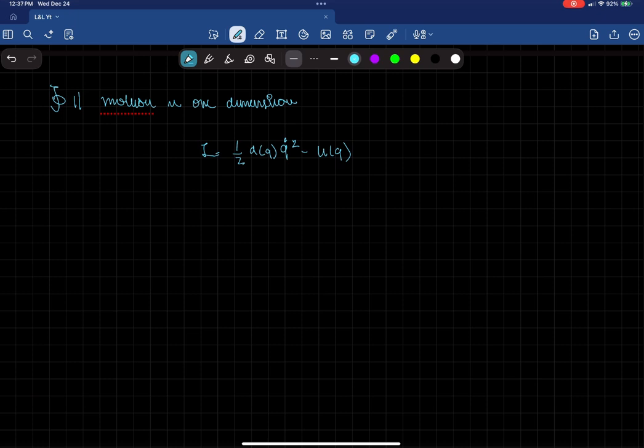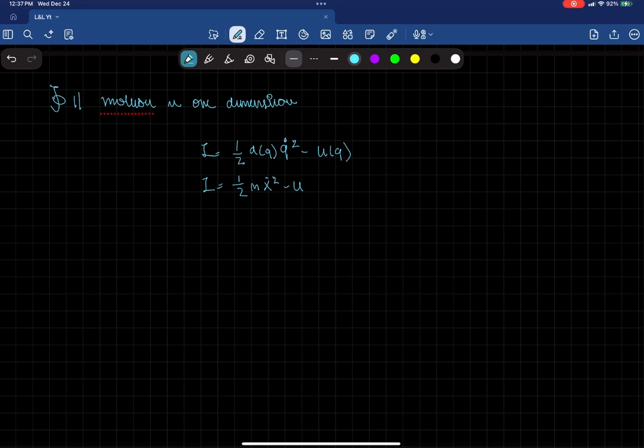where A of q is some function of the generalized coordinate q. In particular, if q is in Cartesian coordinates, let's say x, then we have L equals 1/2 m x dot squared minus U. And the equations of motion corresponding to these Lagrangians can be integrated in a general form. It's not even necessary to write down the equation of motion.